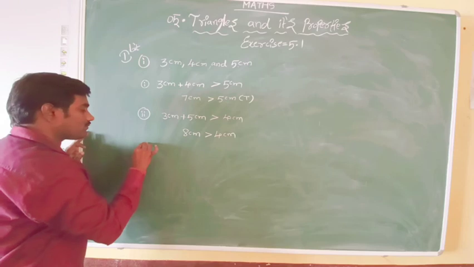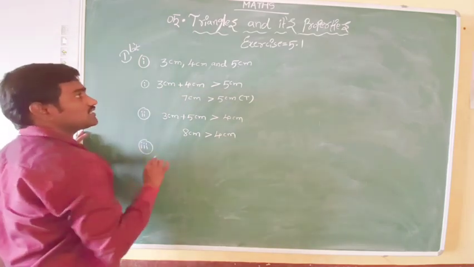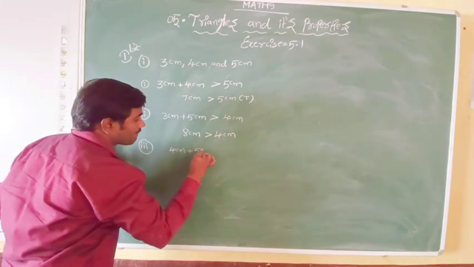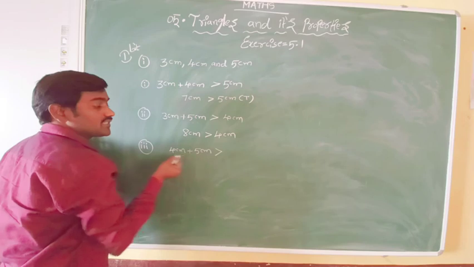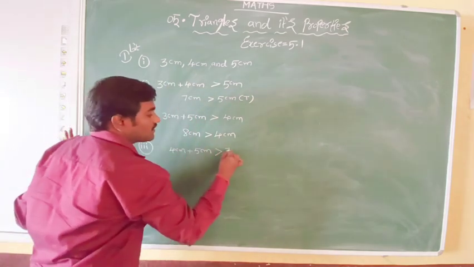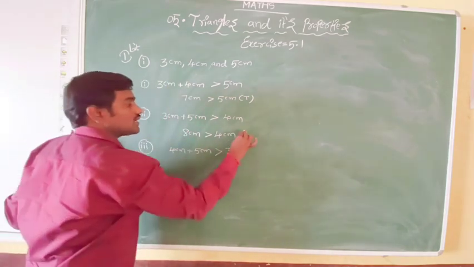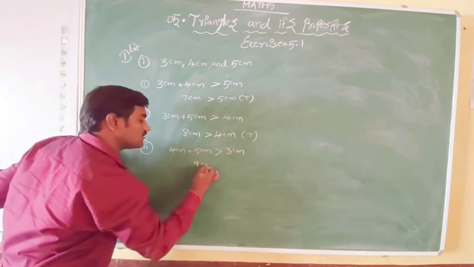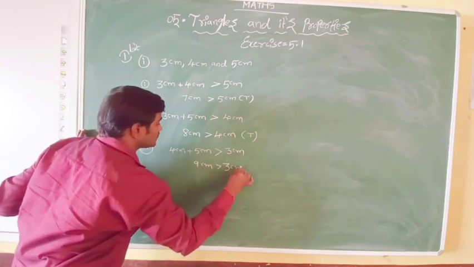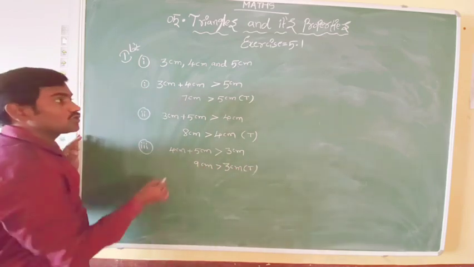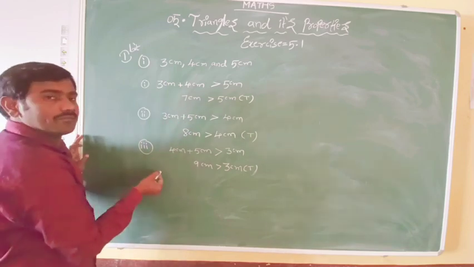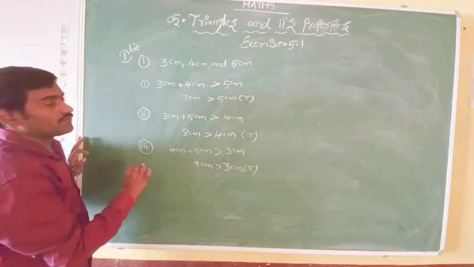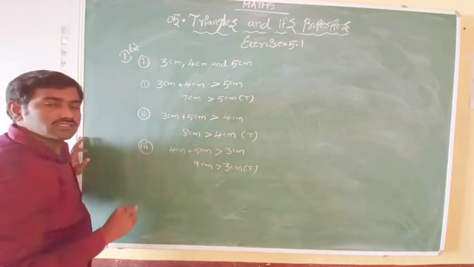And we go for the third one. In this case we take 4 centimeter and 5 centimeter. The sum should be greater than the third side, 3 centimeter. Here 4 plus 5 is 9 centimeter, which is greater than 3 centimeter. It is also a true statement. So the sum of any two sides of the triangle is greater than the third side of the triangle.